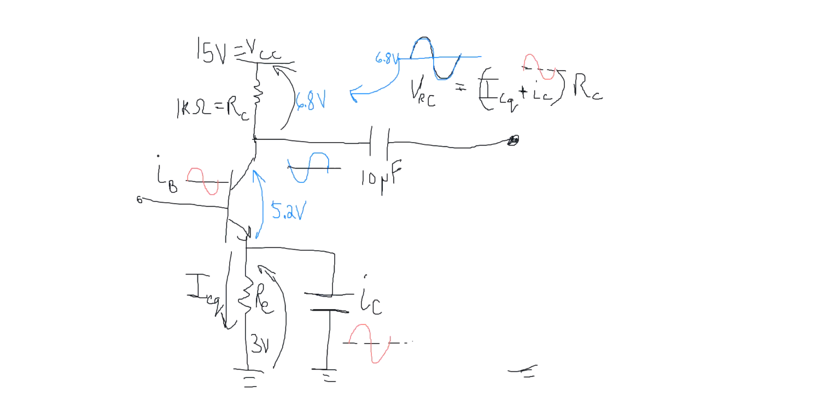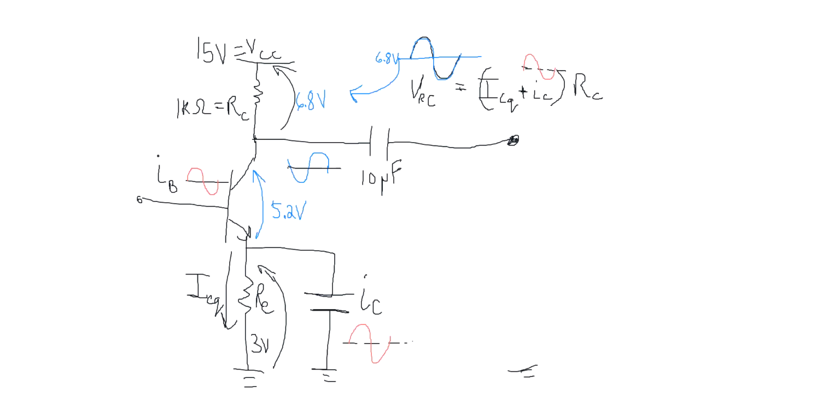Let's imagine that we have a quiescent current through the collector of 6.8 milliamps, which gives me a voltage across this 1 kilo ohm resistor of 6.8 volts. I'm going to assume a VCE voltage. Now, this is just given to you. You don't figure this out. You can just take the data down. VCE voltage of 5.2 volts.